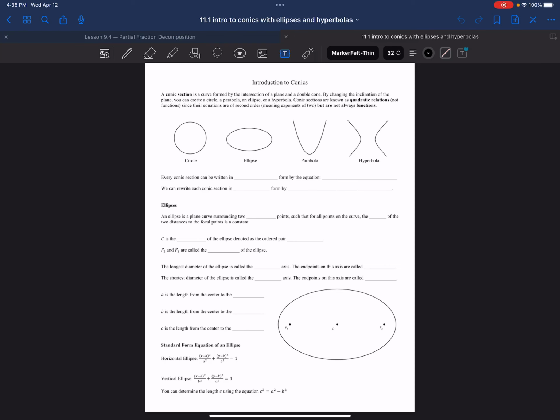This is going to be lesson 11.1, which is sort of a brief introduction to conics with an exploration of ellipses and hyperbolas. Now in class I take a lot more time to talk about these shapes, where they come from and things like that. So I'm going to be leaving some links in our Schoology page to some other videos that really explain where these shapes come from, how they're constructed, and so on.